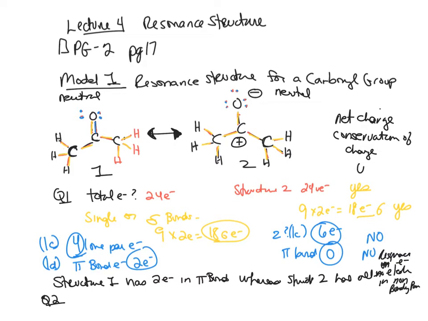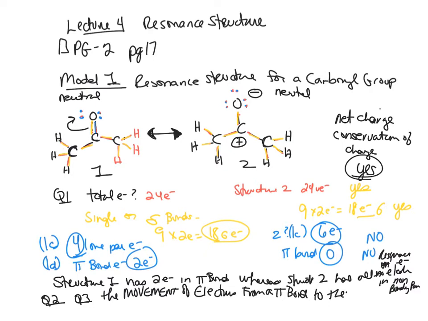As a group, discuss what the curved arrows in one mean. So the curved arrows go here. Okay, so what does that mean? This is question three. I wrote the movement of electrons from a pi bond to the non-bonding orbital. Okay, so those electrons went from the pi bond to a non-bonding orbital.